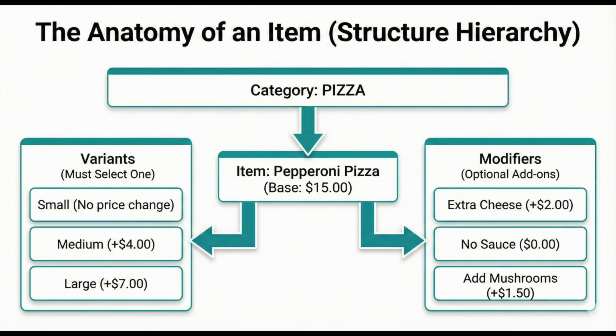Every item follows a clear hierarchy. It starts with a category to organize your screen. Inside is the item itself. To define the core version of a product, we use variants, like a small or large size. Finally, we use modifiers for optional add-ons, like extra cheese or no sauce.